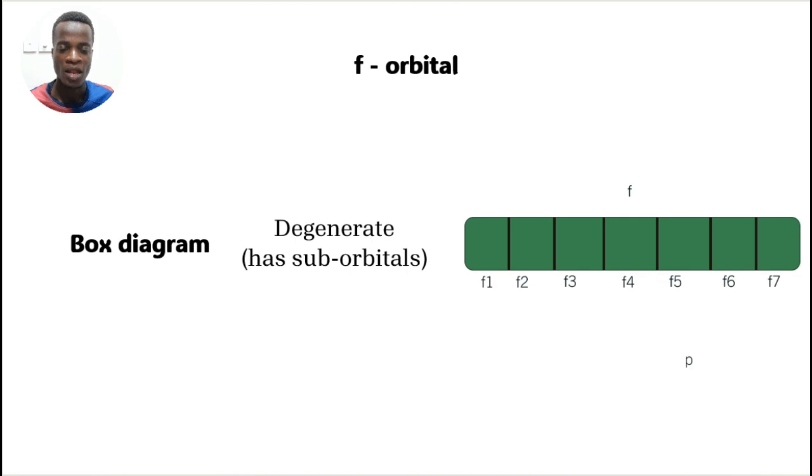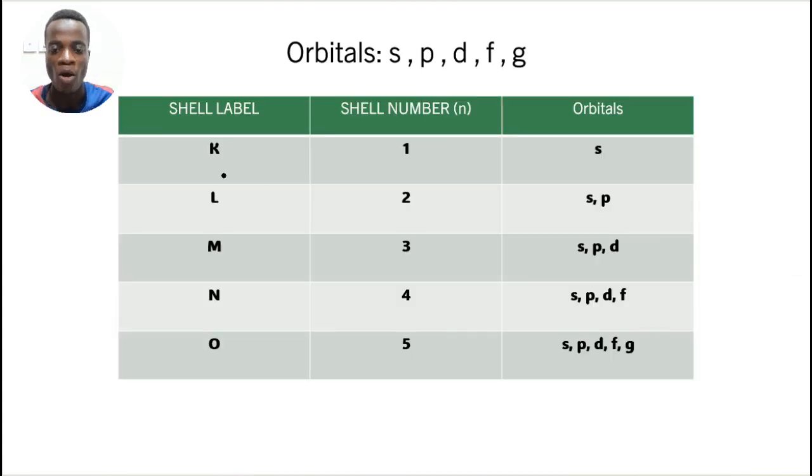Now, you remember we talked about each shell having a number, right? So let's see what happened. This is an orbital table that I have for you. We are going to link the orbitals to the various shells. So the K shell, we know that it's shell number 1. If it is shell number 1, it needs to have only one orbital. So keep it in mind.